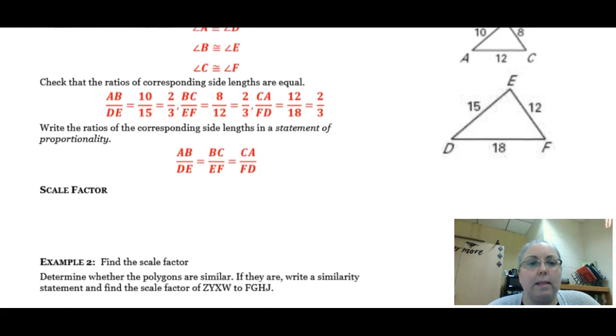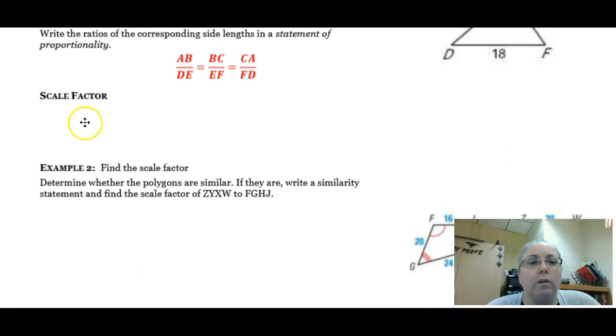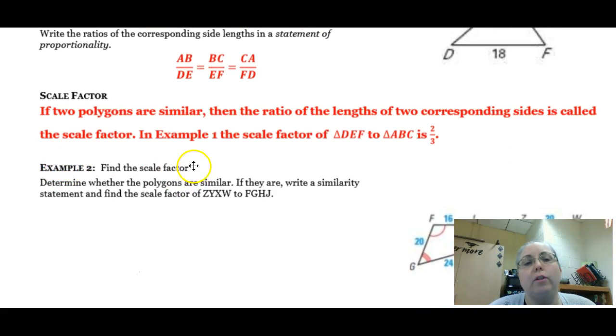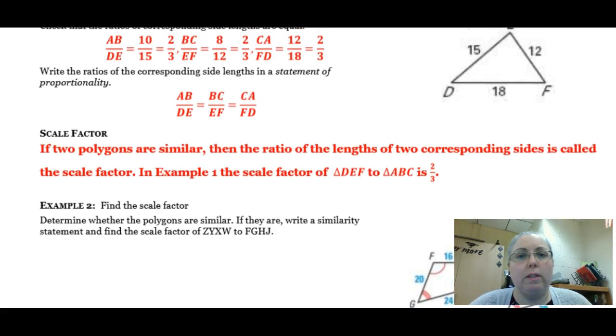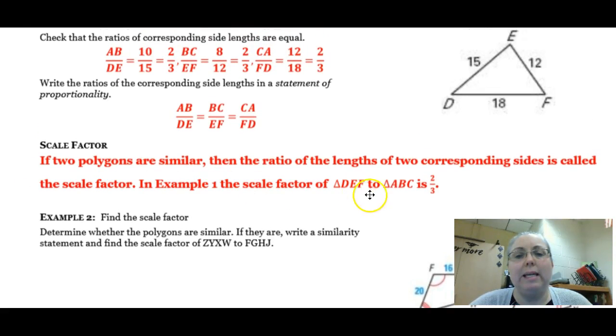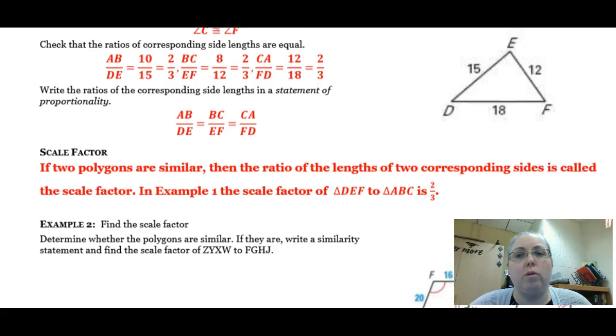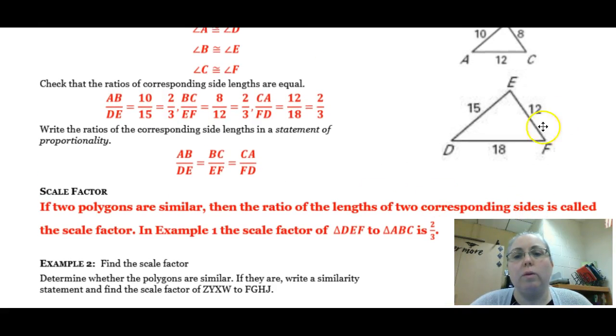All right, let's talk about scale factor. So scale factor, if you've got two polygons that are similar, then the ratio of the lengths of the corresponding sides is called the scale factor. So in example 1, our scale factor from DEF to ABC is 2/3. So to get from this triangle to ABC, we multiplied our side lengths by 2/3.